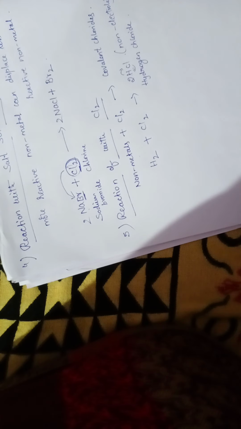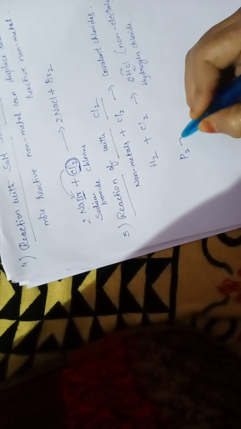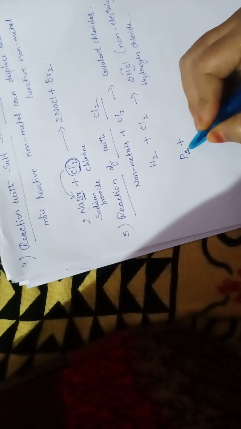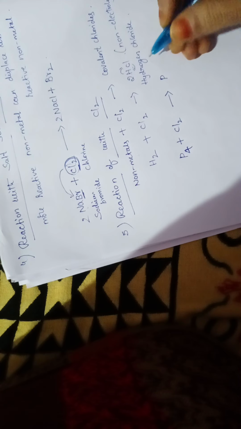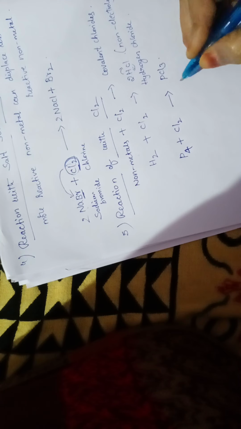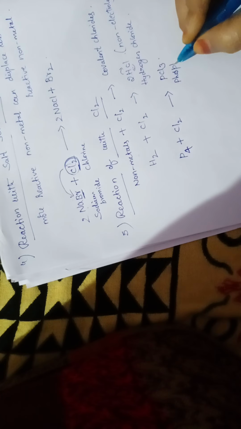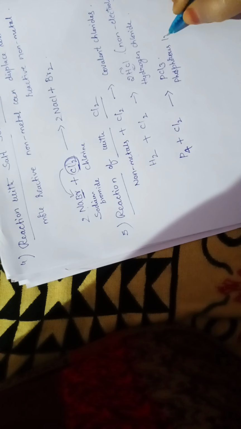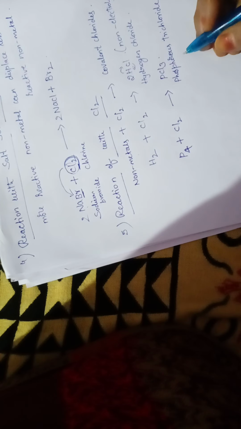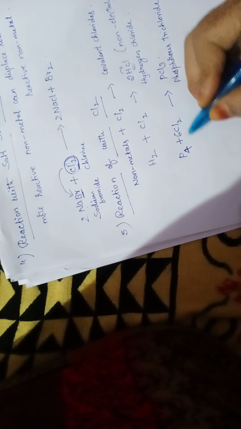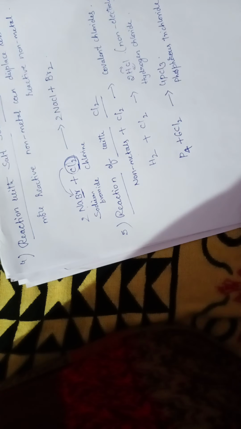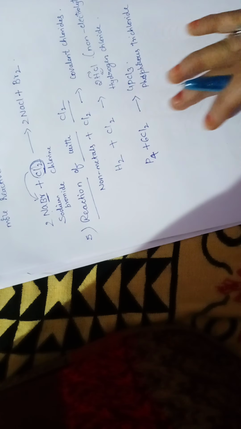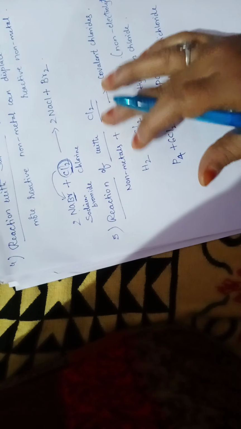They are non-electrolytes. Even with phosphorus, P4 plus chlorine, when phosphorus reacts with chlorine, what will you get? You will get phosphorus trichloride. It is also a non-electrolyte. If you balance this, P4 plus 6Cl2 gives 4PCl3. Clear, children? So this is the reaction of non-metals with chlorine.